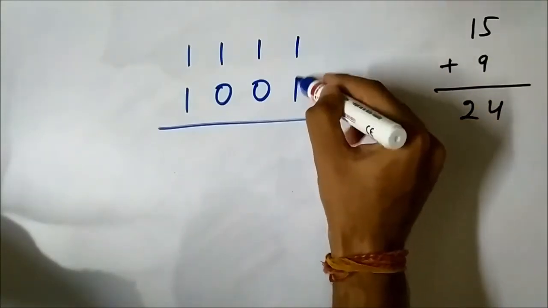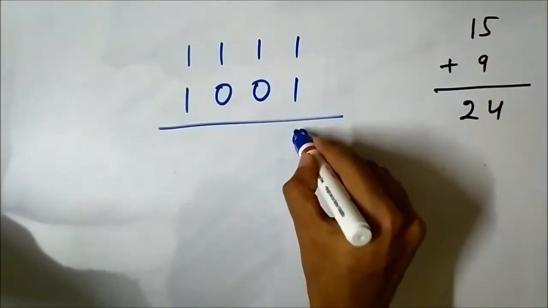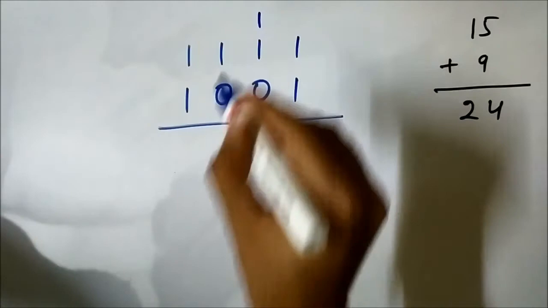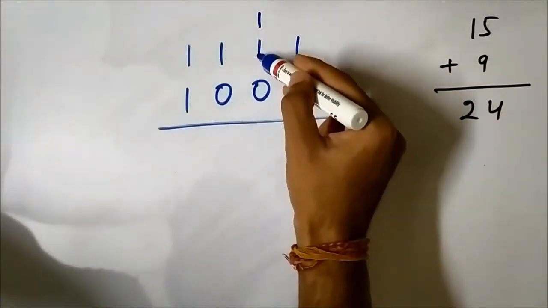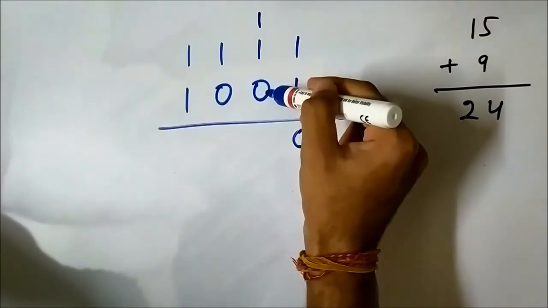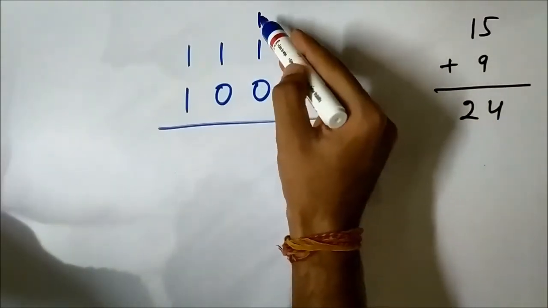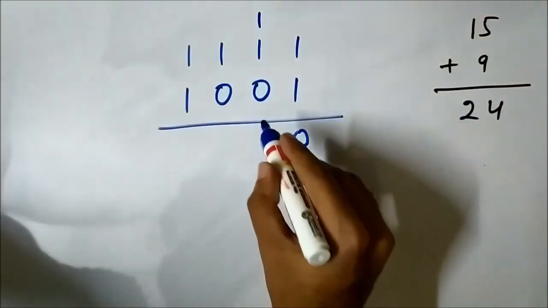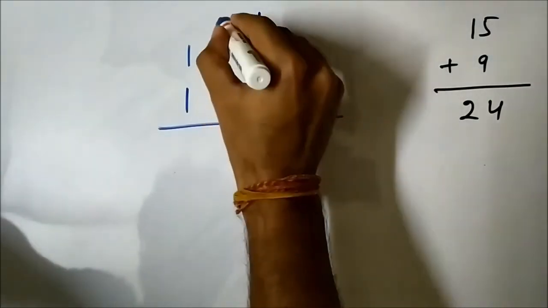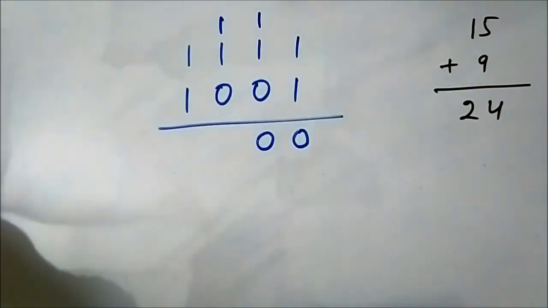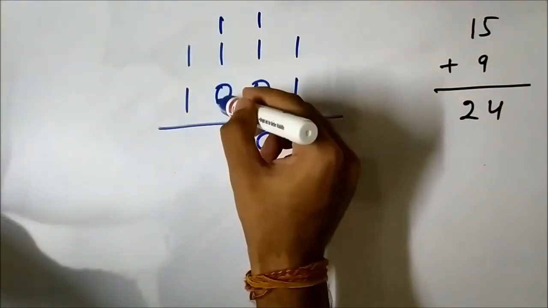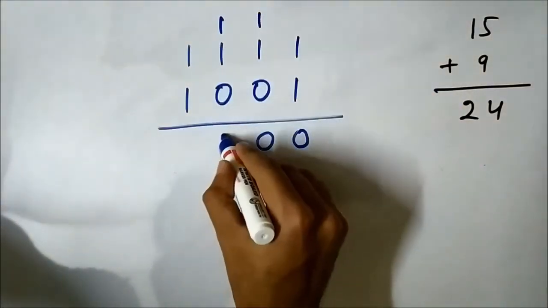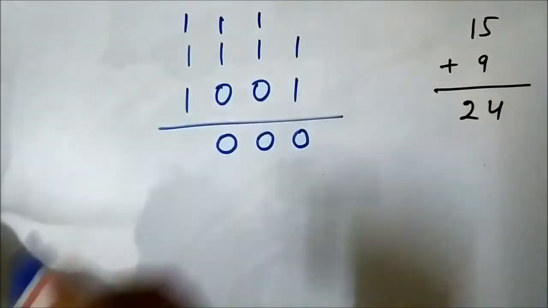1 plus 1, the result will be 0 with a carry of 1 generated to the next significant bit. Here 1 plus 0 is 1. Again this 1 gets added with the carry bit of 1, so 1 plus 1 is 0, again a carry of 1 is generated here. 1 plus 0 is 1, 1 plus 1 is 0, again a carry of 1.